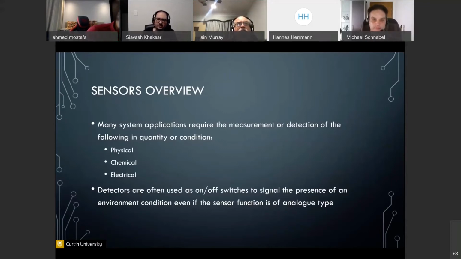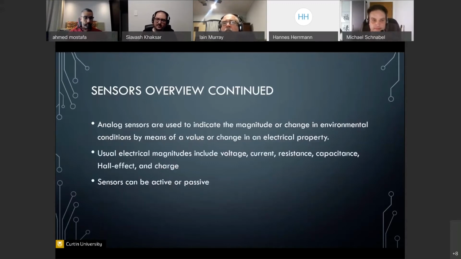So these characteristics can be physical, chemical, and electrical, and we can have detectors that act as on and off switches for these signals. Now, these sensors, whether they're analog or digital, depending on what type of electrical component they're measuring and what type of change they're presenting to us, are connected to two main categories. We have active sensors and passive sensors.